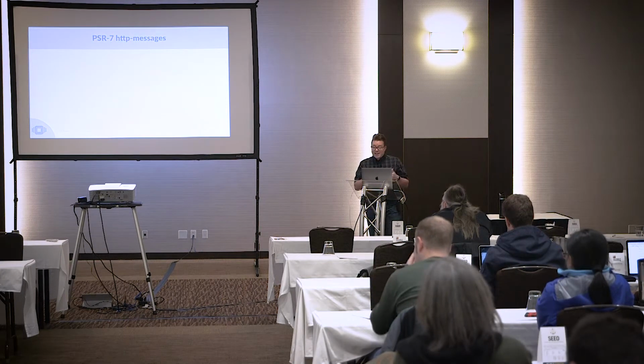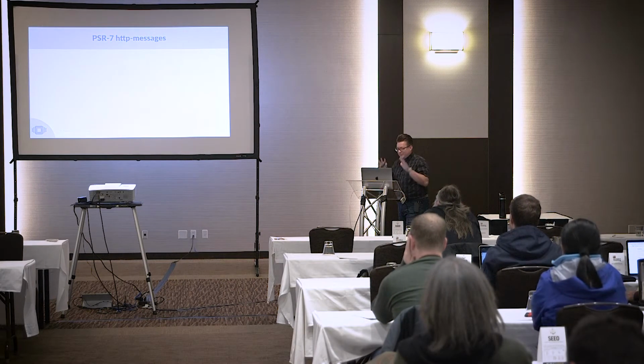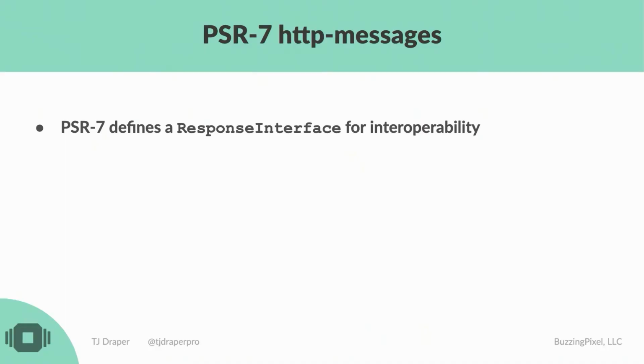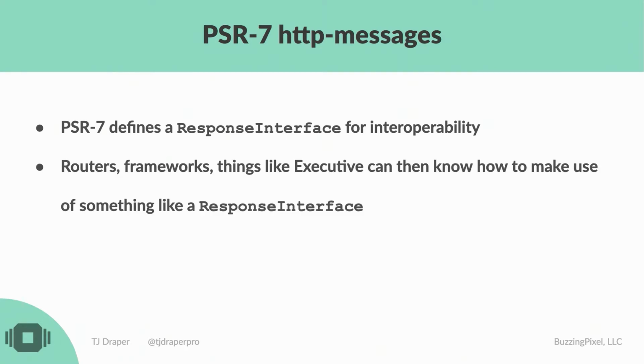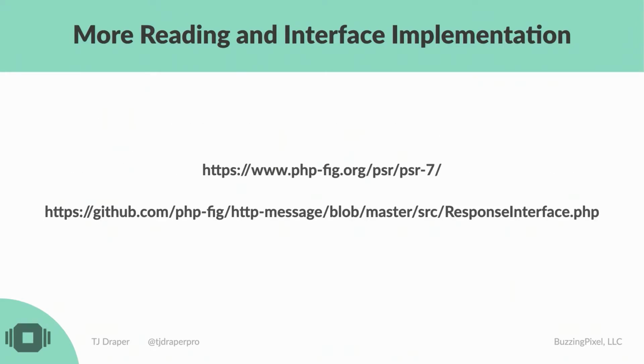So now, since we're talking about routes and HTTP endpoints, I want to talk about the PSR-7 standard HTTP messages. Now, hang with me. I know this is a little bit deep. PSR-7 defines a response interface for interoperability. So routers, frameworks, things like Executive can receive this implementation of this response interface and know what to do with it. So in this example that I'm about to show you, I'm going to show you how to use a PSR-7 response interface to make this work. If you want to read more about it, you can go to phpfig.org and look it up, or you can go to their GitHub and look directly at the response interface there.